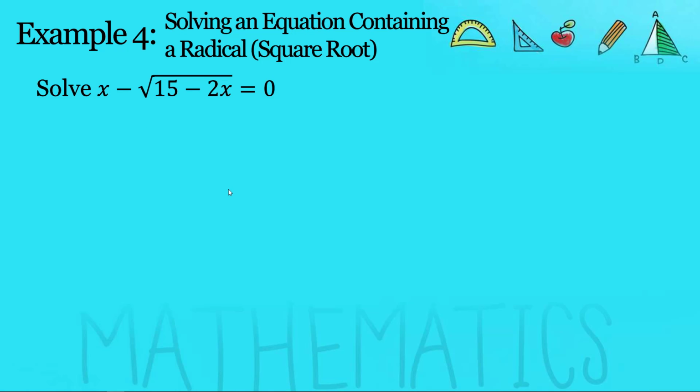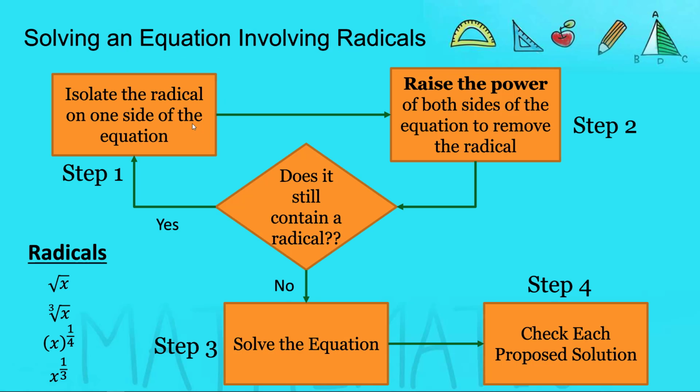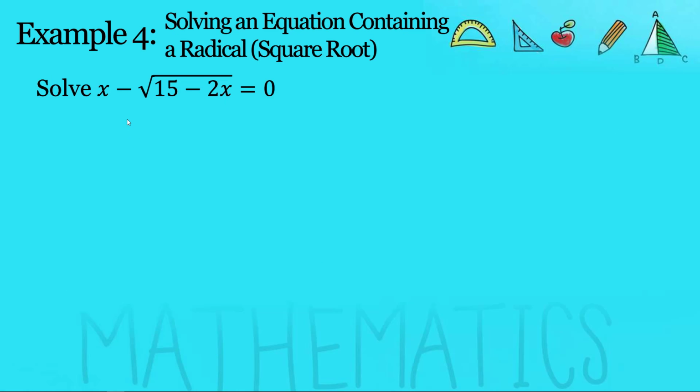Well, let's find out right here. Here we have x minus the square root of 15 minus 2x is equal to 0. Now the first thing we want to do is isolate the radical to one side of the equation. Well, we can do that. We can add the square root of 15 minus 2x on both sides, and if we do, we will have x is equal to the square root of 15 minus 2x. All right? Now we can square it to get rid of the radical. And if we do, we'll square that, square this, we will have that x squared is equal to 15 minus 2x. Do we have any radicals? Nope, we're good to go.